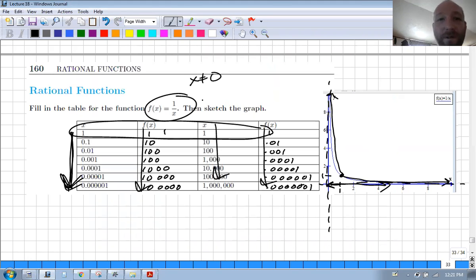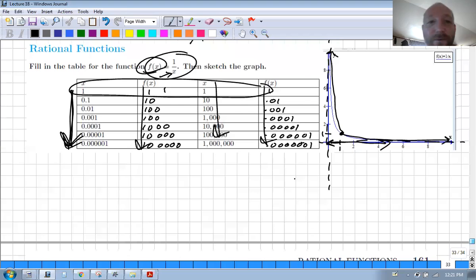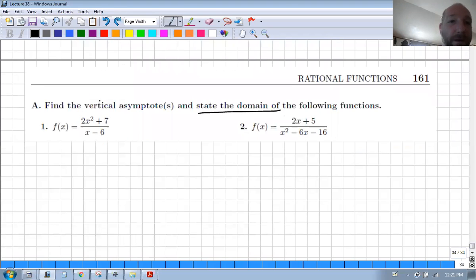So for this one, the domain would be all real numbers except for 0. The domain is the numbers you can plug in for x where you actually get a number back for y or f of x. In this case, you can't plug 0 in, so 0 is not in the domain of this function. For this other one, you cannot plug a 6 in. If you plug a 6 in, you're going to get a 0 on the bottom.